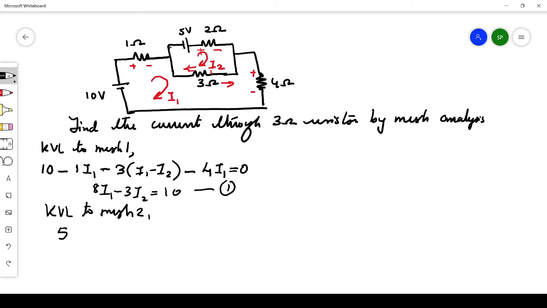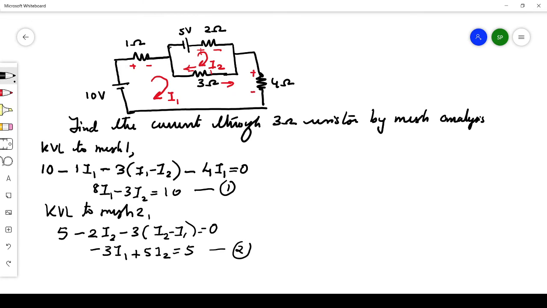Now when you write the drop across the 2 ohm, it is minus 2 into I2, and minus 3 into, but the current through the 3 ohm resistor is the difference between I2 and I1, so it is (I2 minus I1), that is equal to 0. When you simplify this equation, you will get minus 3I1 plus 5I2 is equal to 5. So this is our equation 2.